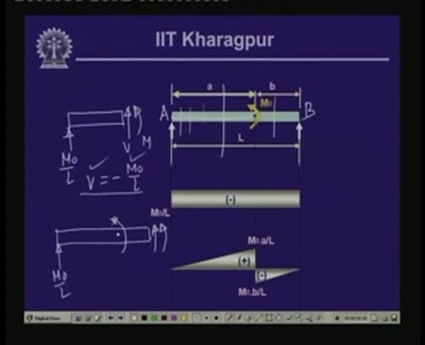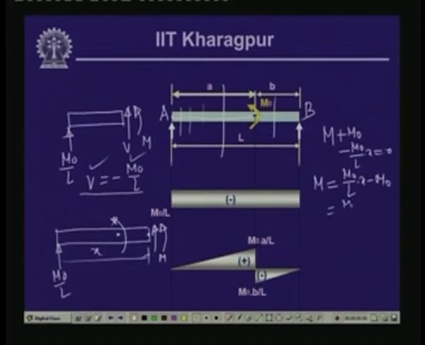Now, if we take the moment of all the forces with respect to this particular section, then we have bending moment M, which is anticlockwise, then we have M0 again which is anticlockwise, and we have M0 by L, and this distance is x. So, minus M0 by L into x, this is equal to 0. So, M is equal to M0 by L into x minus M0. Now, when x is equal to a, the value of bending moment is equal to M0 by L into a.